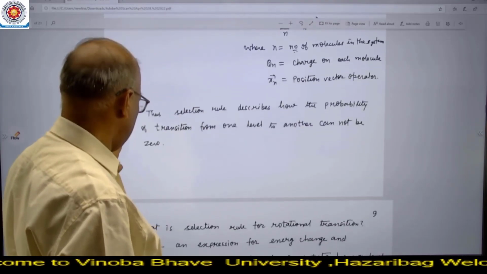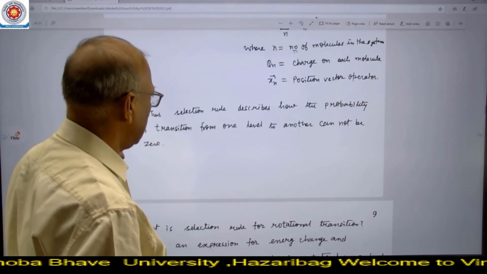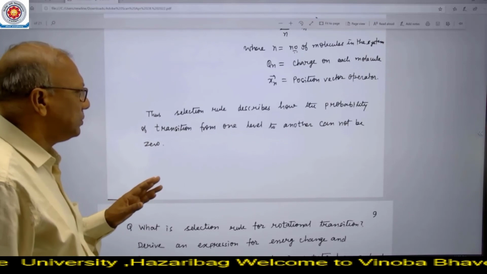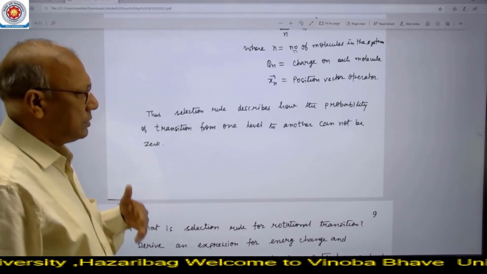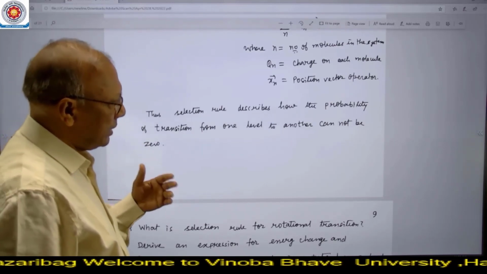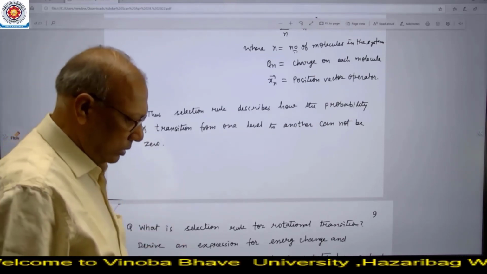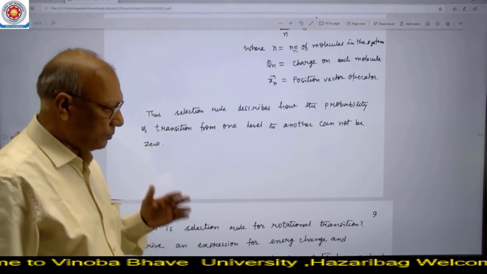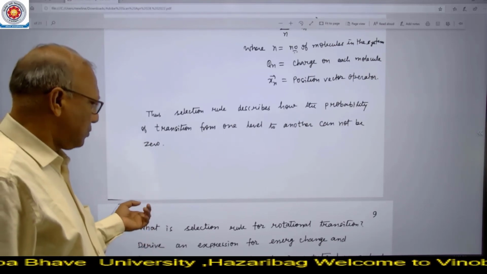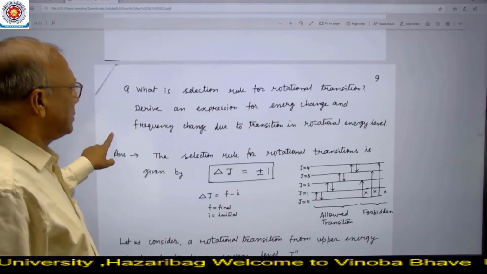Now the selection rule describes how the probability of transition from one level to another cannot be zero. If it becomes zero, then the transition will not take place. So its value should not be zero for a transition to occur, and if the transition occurs, then it is called an allowed transition. Otherwise, it will be called a forbidden transition. Now, from the next lecture, we will start with the selection rule of the rotational transition, because every transition is governed by the selection rule.